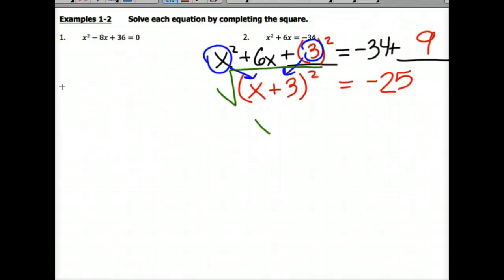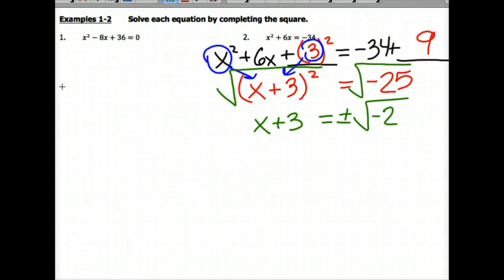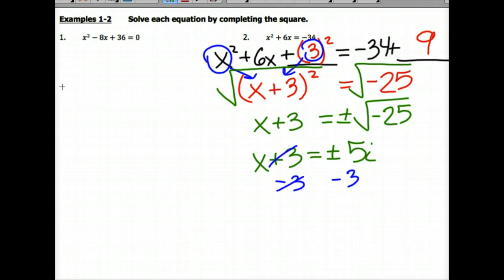So now we're just going to get the quantity x plus 3 equals plus or minus radical negative 25. Well, we know that radical negative 25 is just equivalent to plus or minus 5i. And so now I can just subtract 3 from both sides. And I end up getting a solution of negative 3 plus or minus 5i for this one.